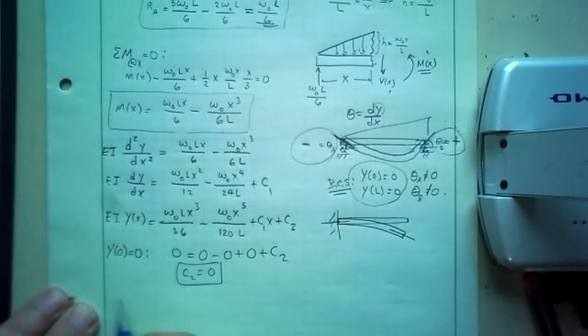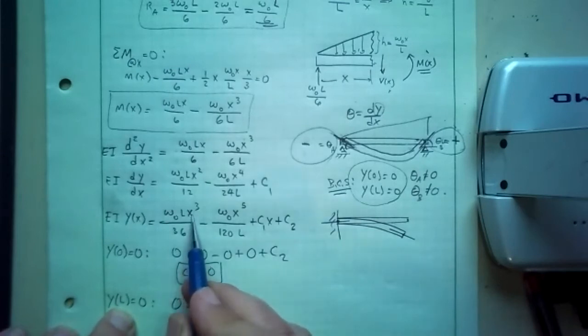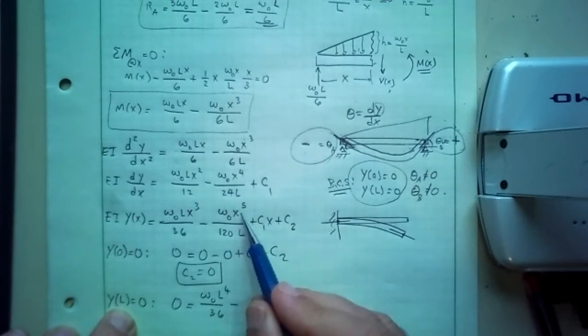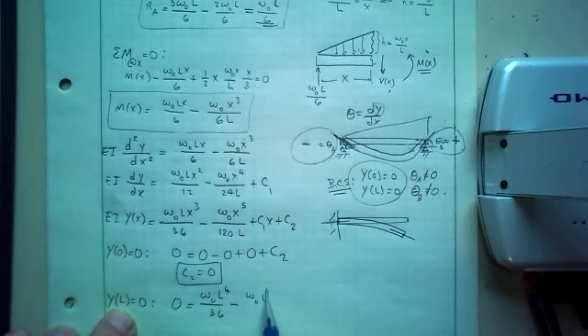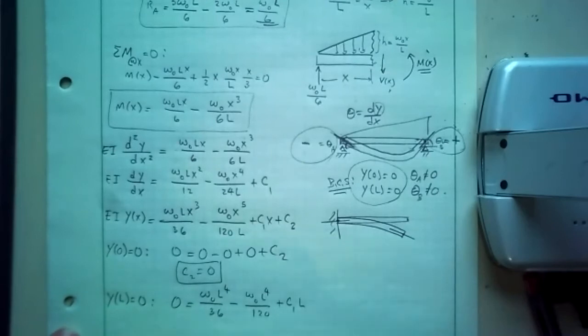The other boundary condition: deflection at x equal to L is 0. So this says 0 is equal to W naught, I put L for x, L to the 4th over 36, minus W naught L to the 4th over 120. I canceled out one of the L's. Plus C1L, C2 is already 0. That's what I have. I can divide everything by L.